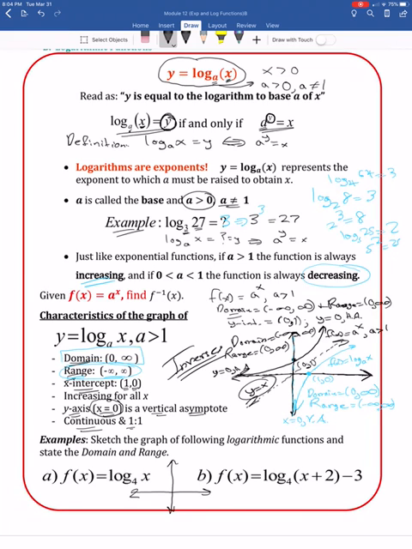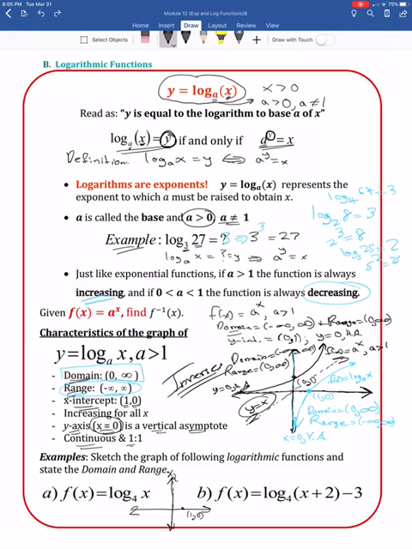With log base 4 of x, we've got an x-intercept here at the point 1, 0. With our exponentials we had a horizontal asymptote; we have a vertical asymptote at x equals 0 with our logarithm. So again, this is a basic log model, a log with a base of 4, which is a number greater than 0, not equal to 1. And since it is greater than 1, we know that it increases for all x, continuous, 1 to 1. There's a sketch of our graph here in example A, f of x equal to log base 4 of x.